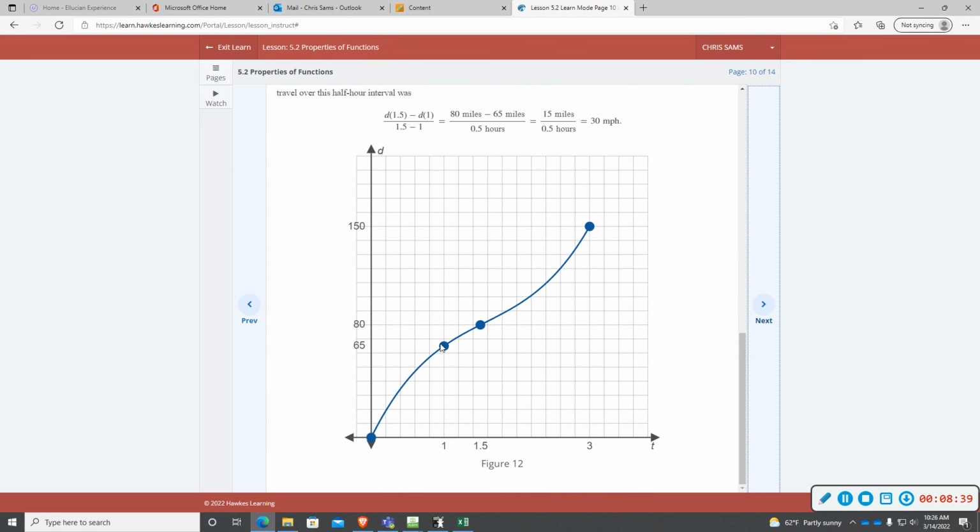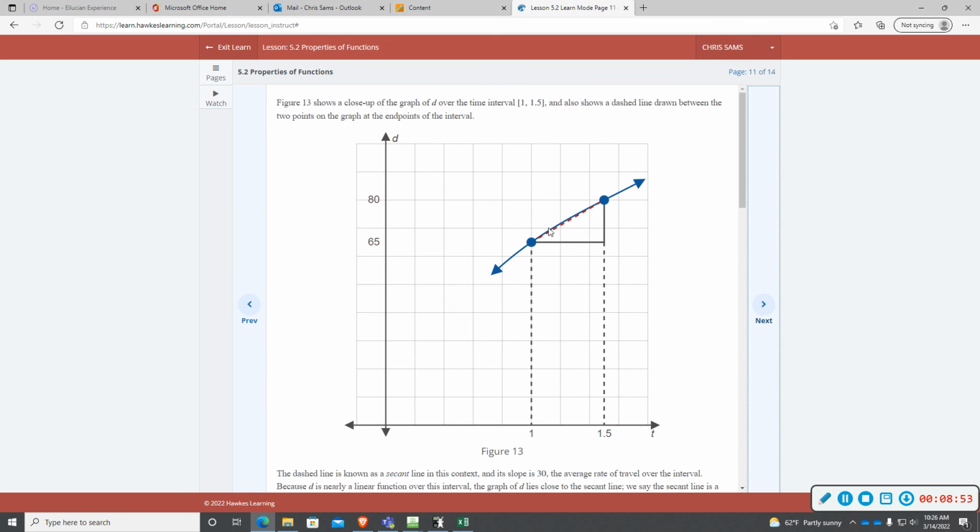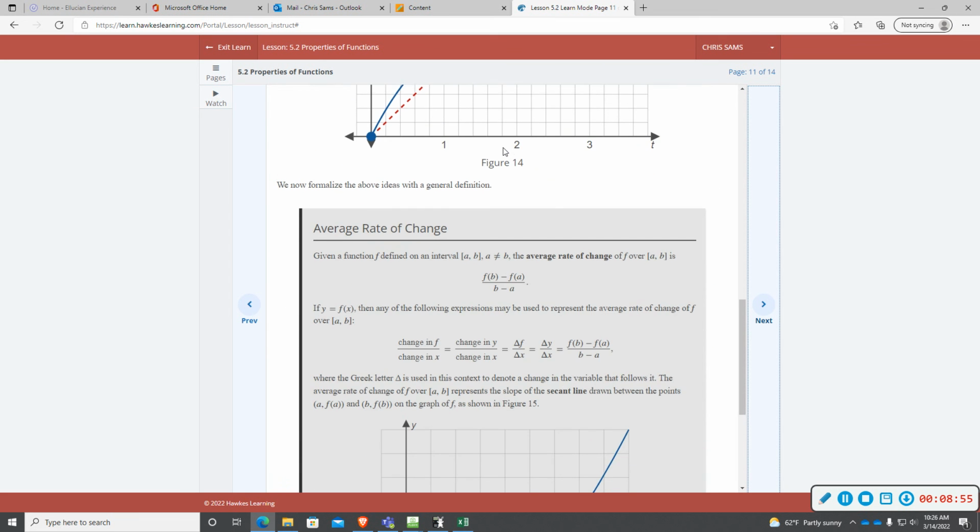With this line, it's not constant. It's increasing, but if you do the rate of change between these 2 points, it's going to be different from these two. It might be different from those two. So we'll be looking at that, and we'll work some examples like that.